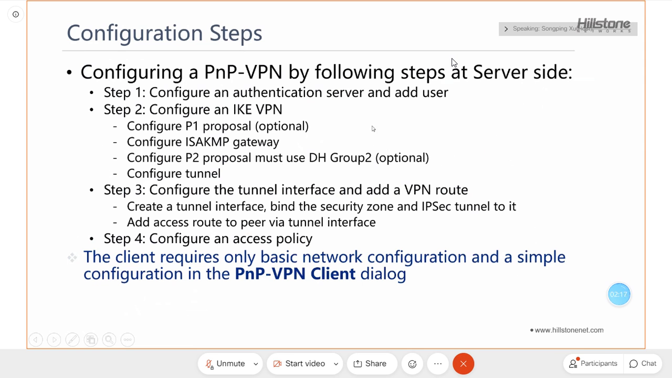Here are the configuration steps. First of all, you need to configure the authentication server and also add the users. And then you need to configure the standard IKE VPN. And also you need to create the tunnel interface and add the tunnel route to the peer side. And the client side only needs to do some basic network configurations and also the PnP VPN client configurations.